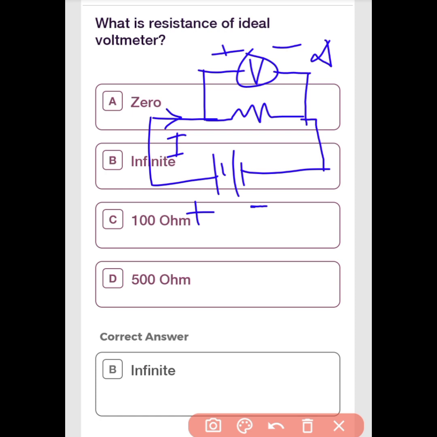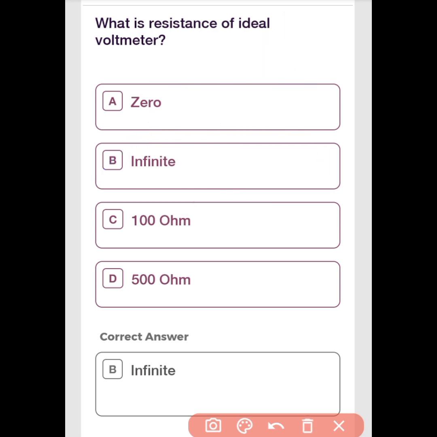then less current will be flowing through this path. Okay, that means current will be almost 0, and all the current will be flowing through this resistor where we need to find the potential difference. Okay, so we can get the maximum voltage across this resistor. Therefore, to get the maximum voltage across this resistor, the voltmeter should have high resistance. That means an ideal voltmeter should have infinite resistance. Okay, the answer is option B. Right.